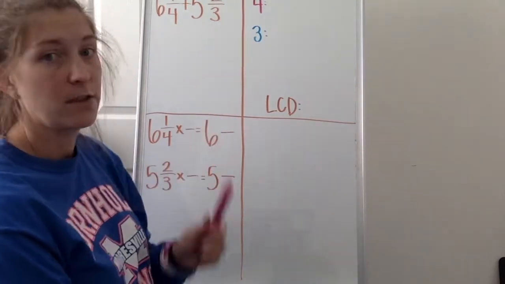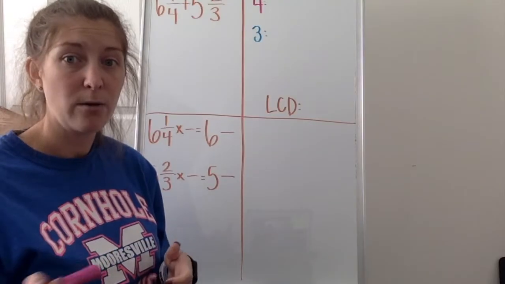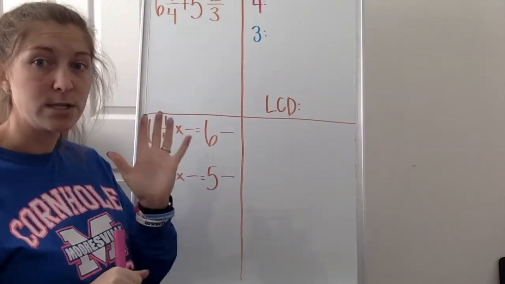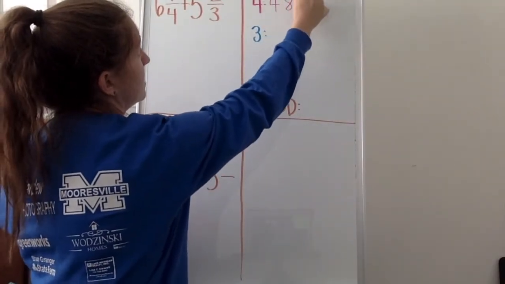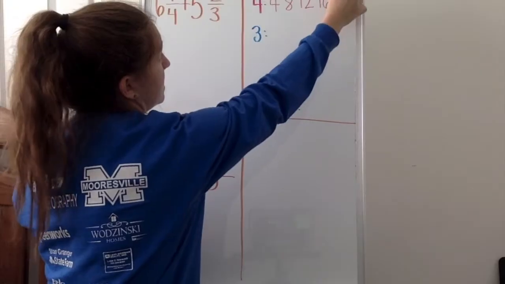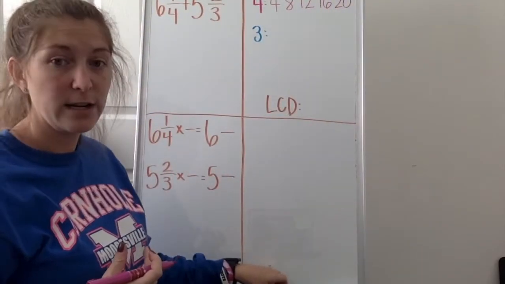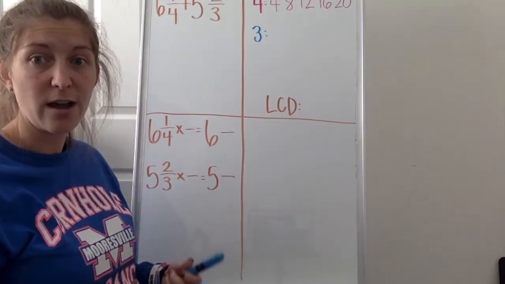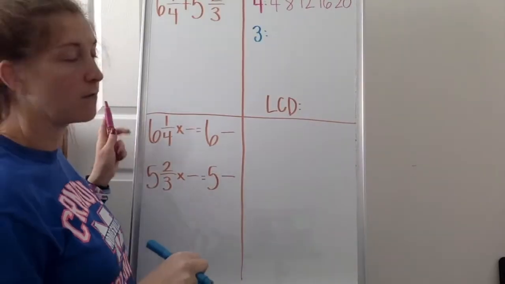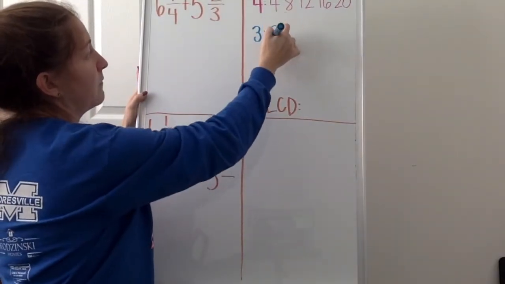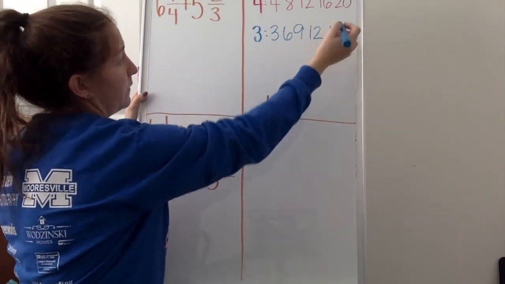If I look at the number 4, again, multiples are the numbers that you count by. So when I count by 4s, and I'm always going to list my first 5, I get 4, 8, 12, 16, and 20. Now I know if I don't find a least common denominator within those 5, I'm going to have to list more, but I think I'm going to be able to find a common denominator within those first 5. For 3, I have 3, 6, 9, 12, and 15.